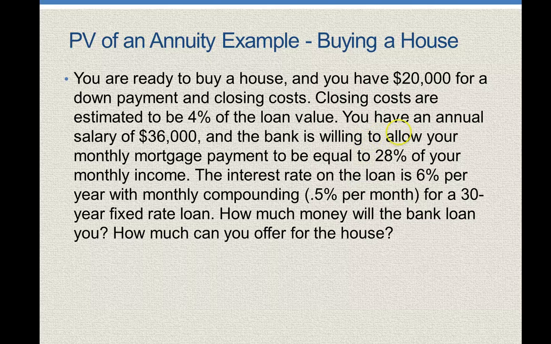Actually, here you can see it's going to be 28% of your monthly income, and your monthly income stays the same, right? It's $3,000 based on your annual salary. So that also means that your mortgage payment is constant every month. So that's a feature of a mortgage loan, what we call the amortized loan.